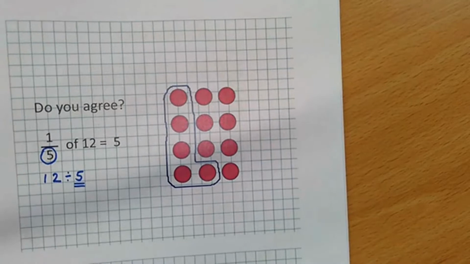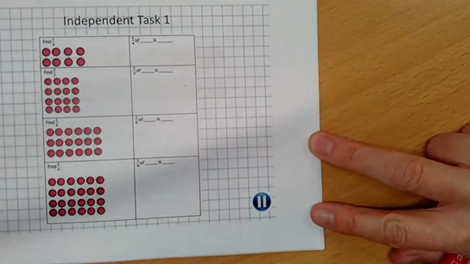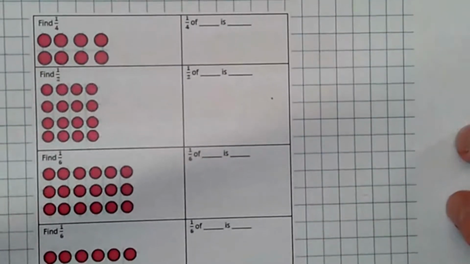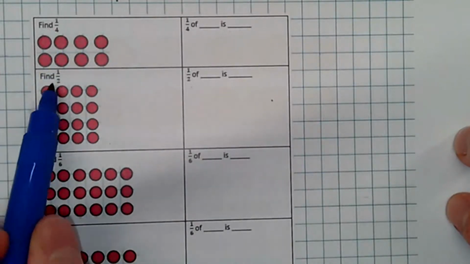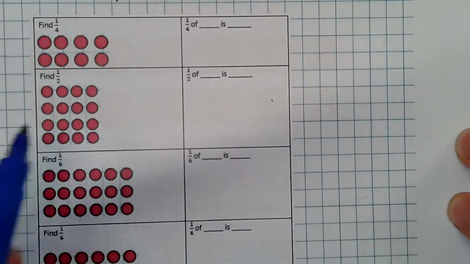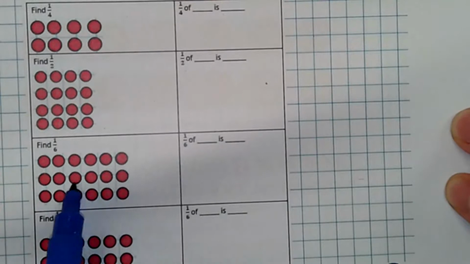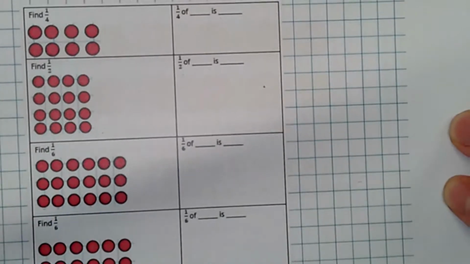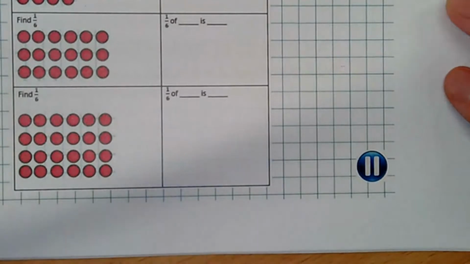So your task now is to find 1/4. Let's see if I can zoom in a little bit. 1/4 of these 8, half of these, 1/6 of these, and then 1/6 of this. When you have finished, unpause and we'll go through the answers.